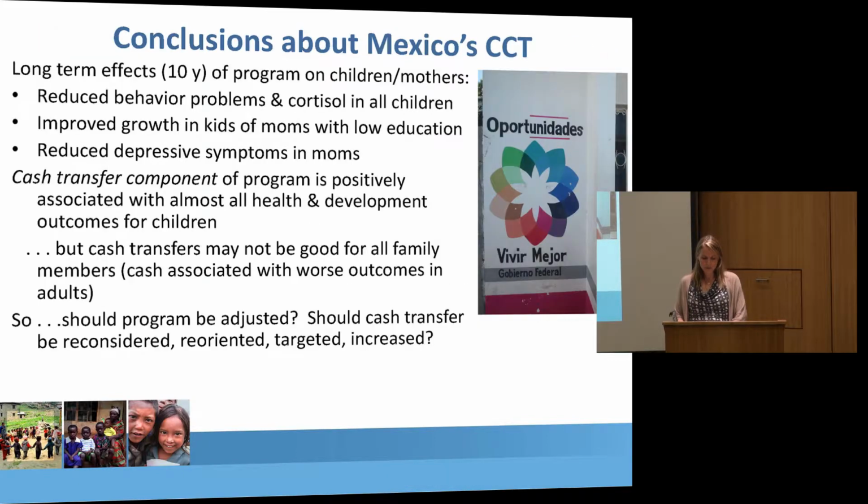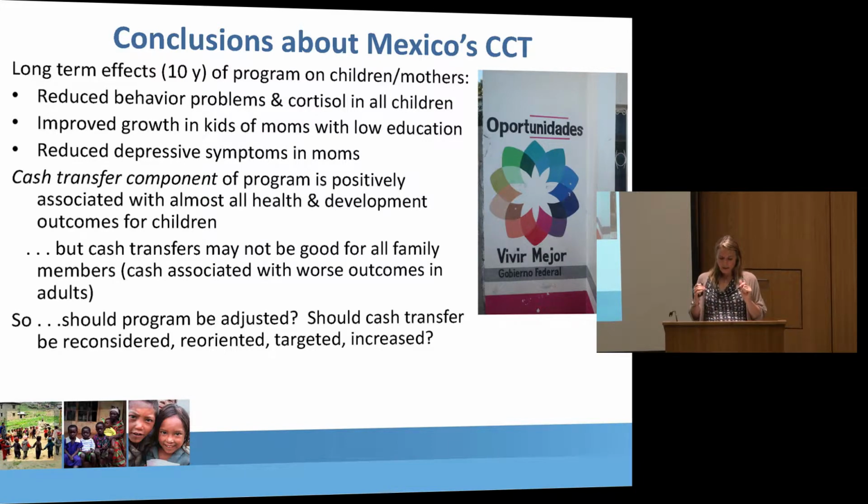So what can we conclude about Mexico's CCT? Well, these long-term effects, as I mentioned, had reduced behavior problems and cortisol, improved growth in kids, reduced depressive symptoms, and the cash transfer component of the program is positively associated with almost all health and developmental outcomes. But it may not be good for all family members because the cash transfer was associated with worse outcomes in adults. And a question is really, should the program be adjusted, or should the cash transfer be reconsidered, reoriented, targeted, increased?